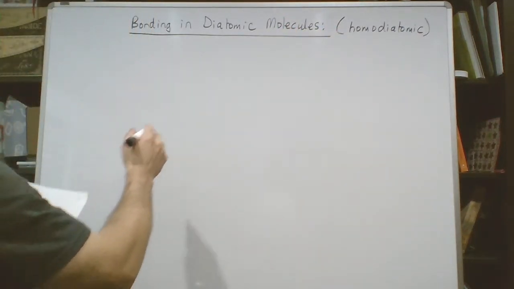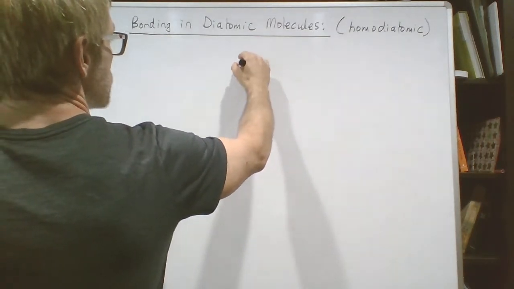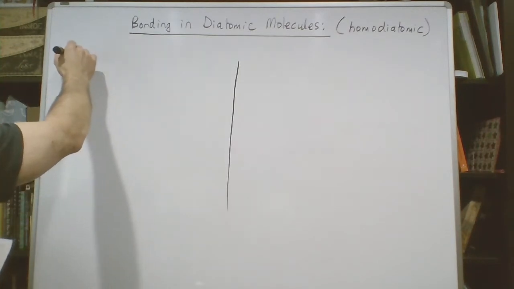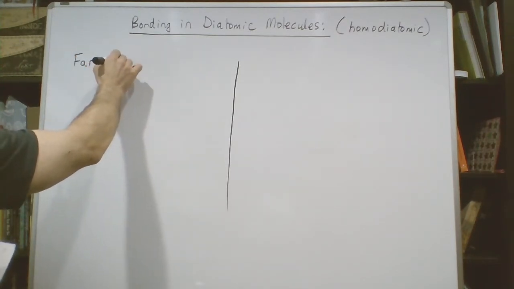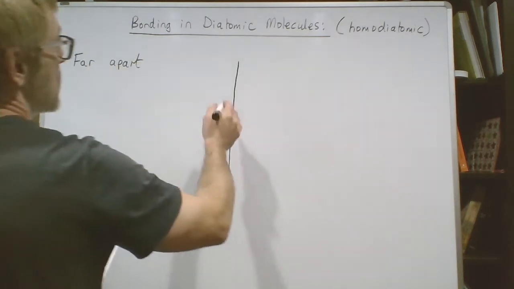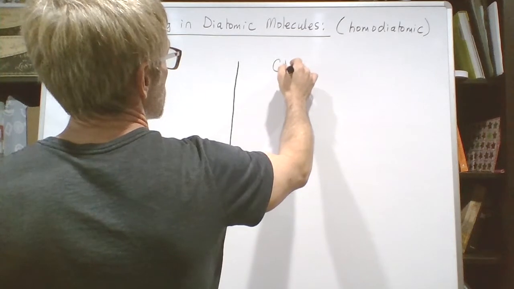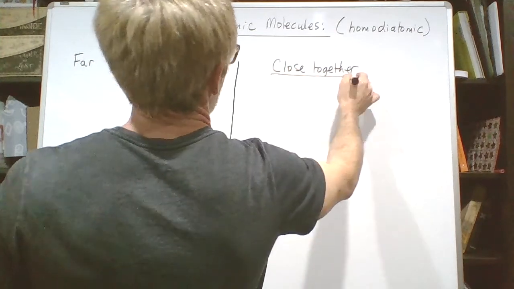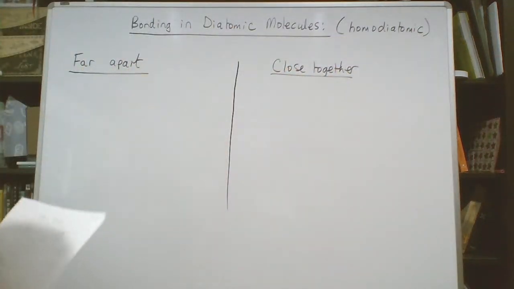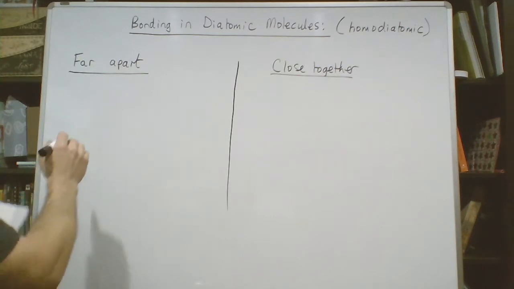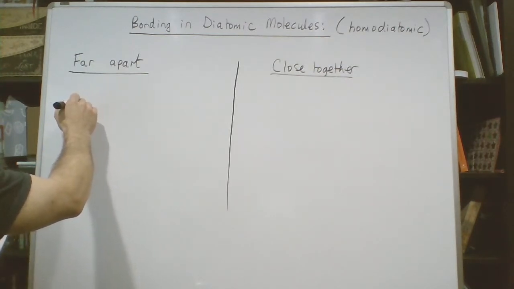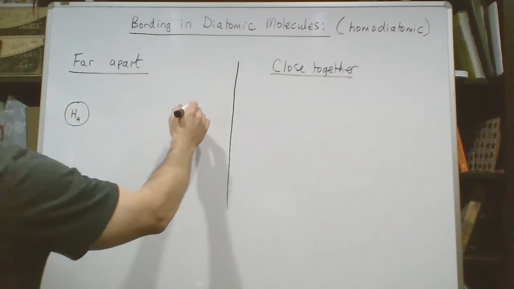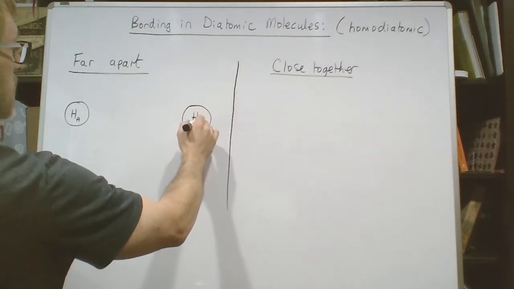And we're going to consider two atoms of the same type that are close together and far apart. So let's consider initially they're far apart. And then they're going to be close together. When they're far apart, we can imagine if this is hydrogen, for example, we have a hydrogen atom, let's call it hydrogen atom A. We have another hydrogen atom, let's call it hydrogen atom B.